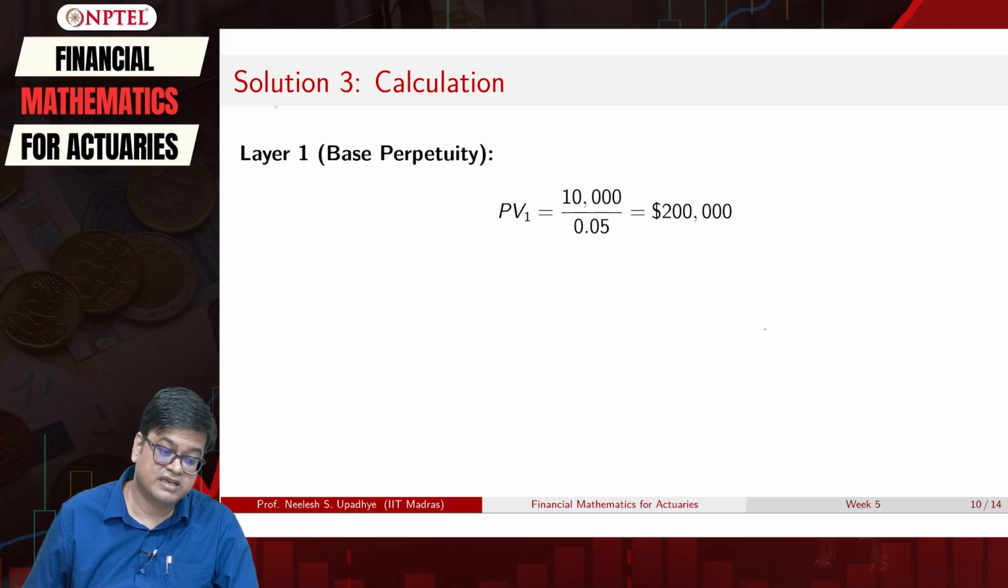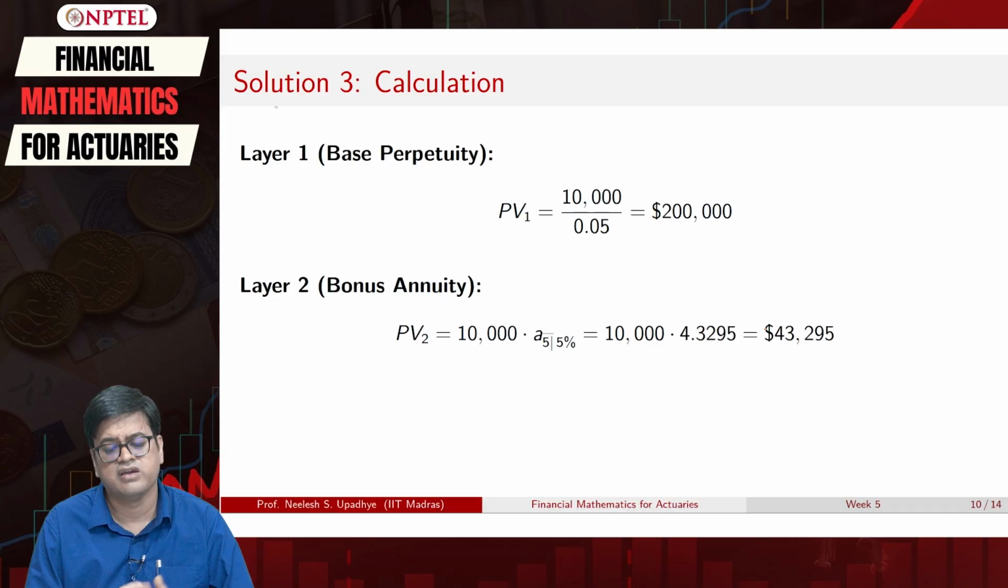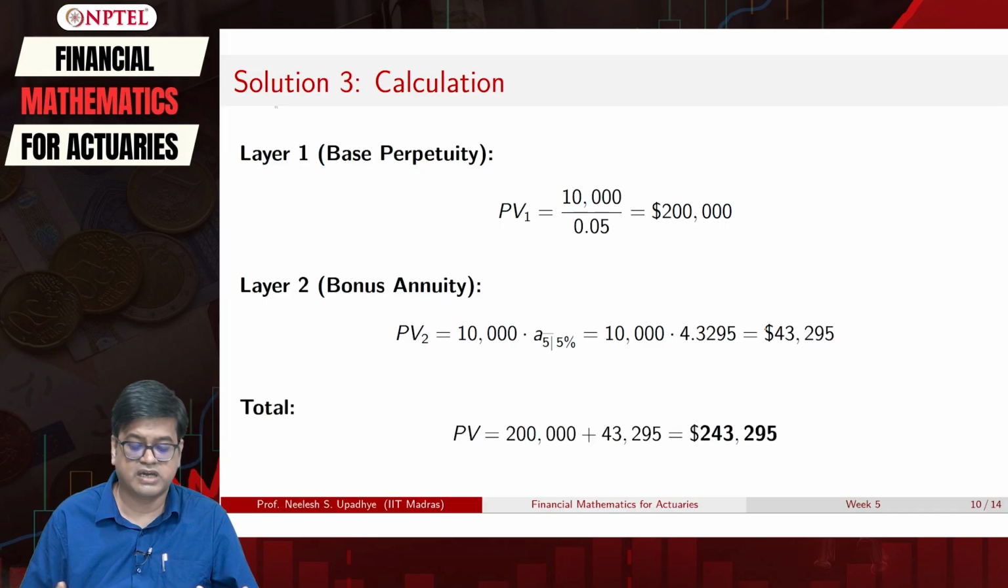Now let us look at layer 2, which is the bonus annuity, which is again 10,000, and I want the annuity, so it is 10,000 into 5%. So it is 1 minus v raised to n upon i, so that you can easily calculate and you will get the answer to be 43,295. Final answer is the sum of these two. So it becomes 2,43,295. Wonderful. So we have solved this problem also.